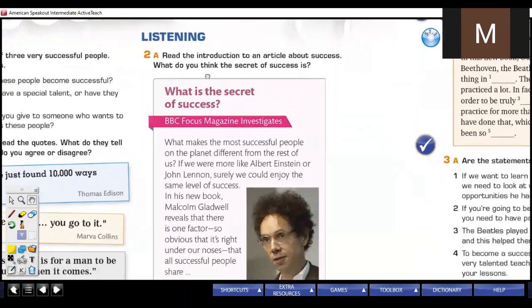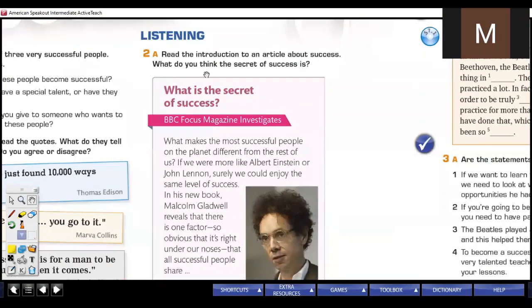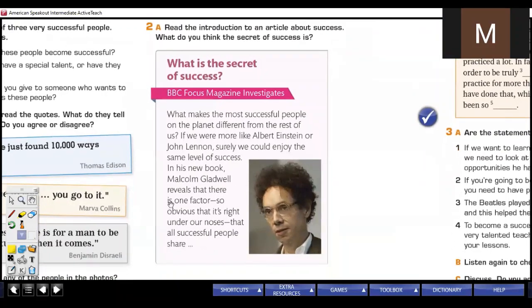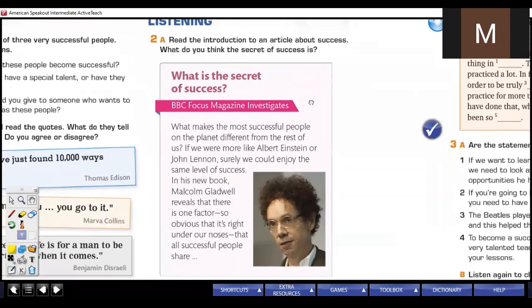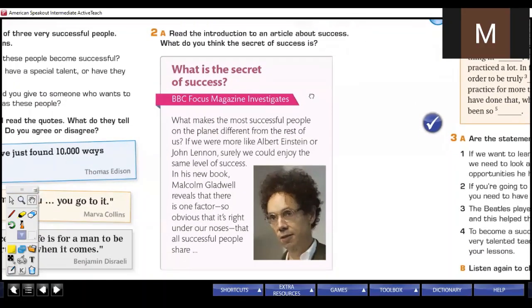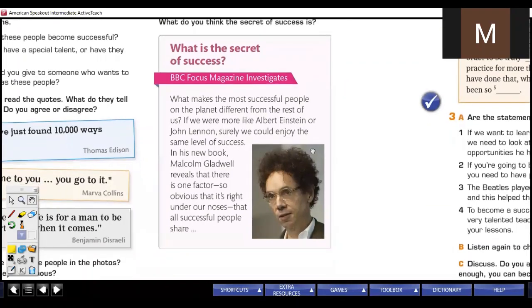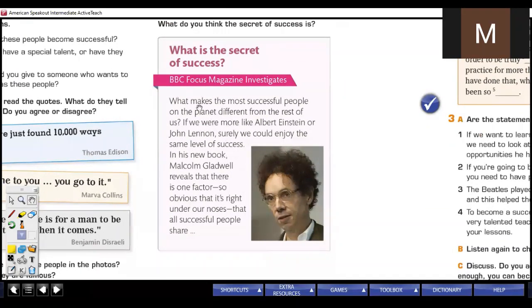Now, I would like one person to read this small test that we have right here. This is a listening exercise, but before going on to the listening, we need to read the introduction. This is an introduction to an article about success. So who wants to read this for me? Well, for everyone. Who would like to read?